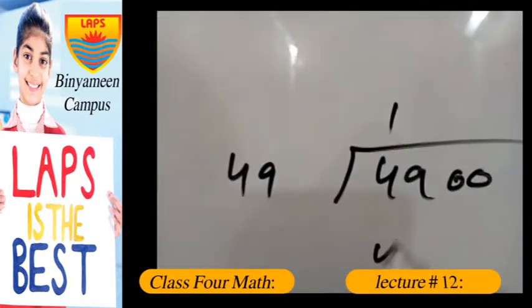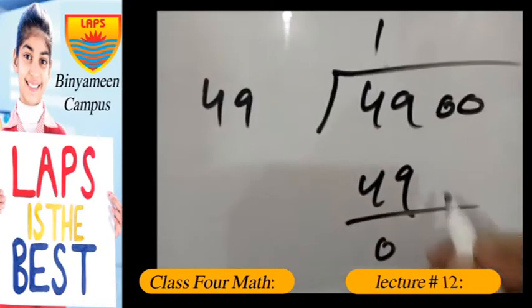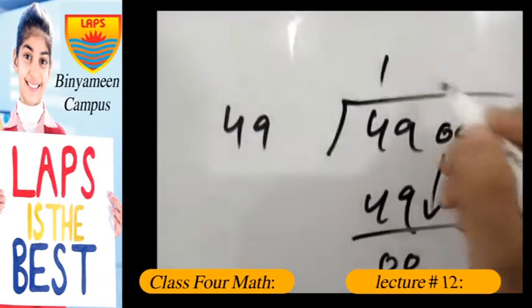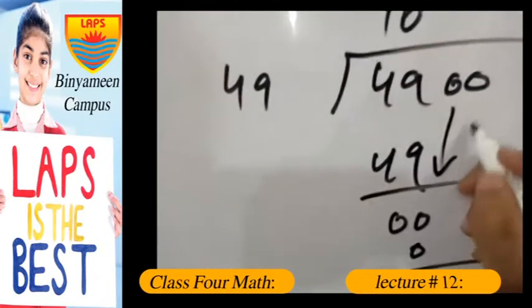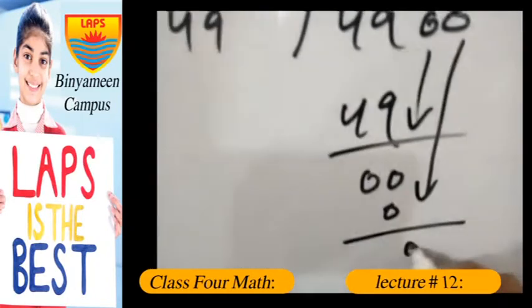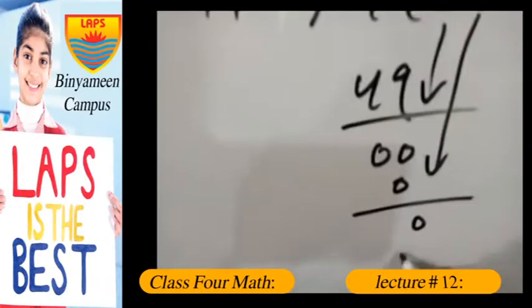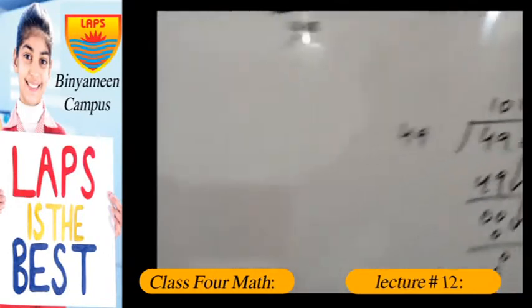49 ones are 49, we get 0. For this 0 here, we have to add 49 zeros are 0, and for the last 0 here, we can add 49 zeros are 0, so we get 100 as an answer.